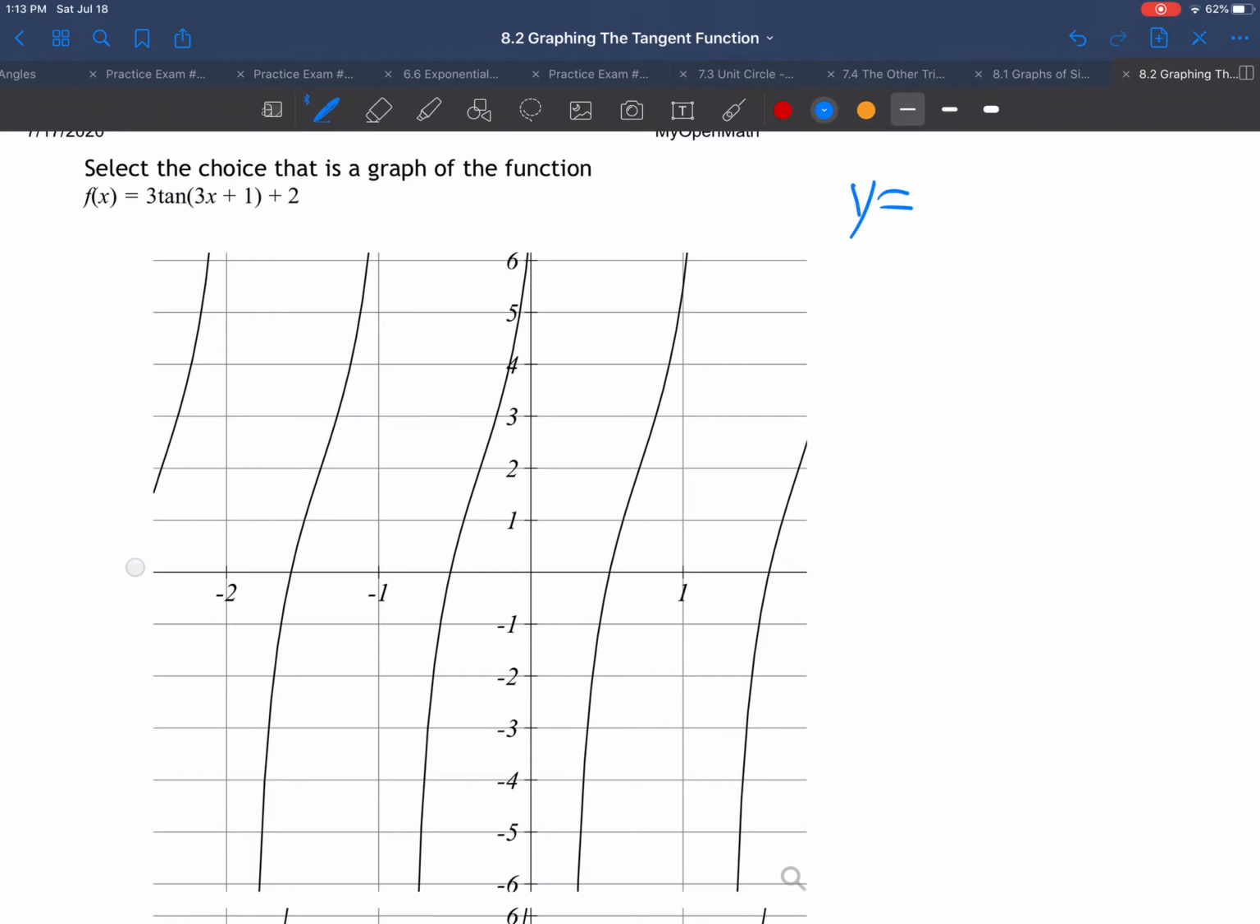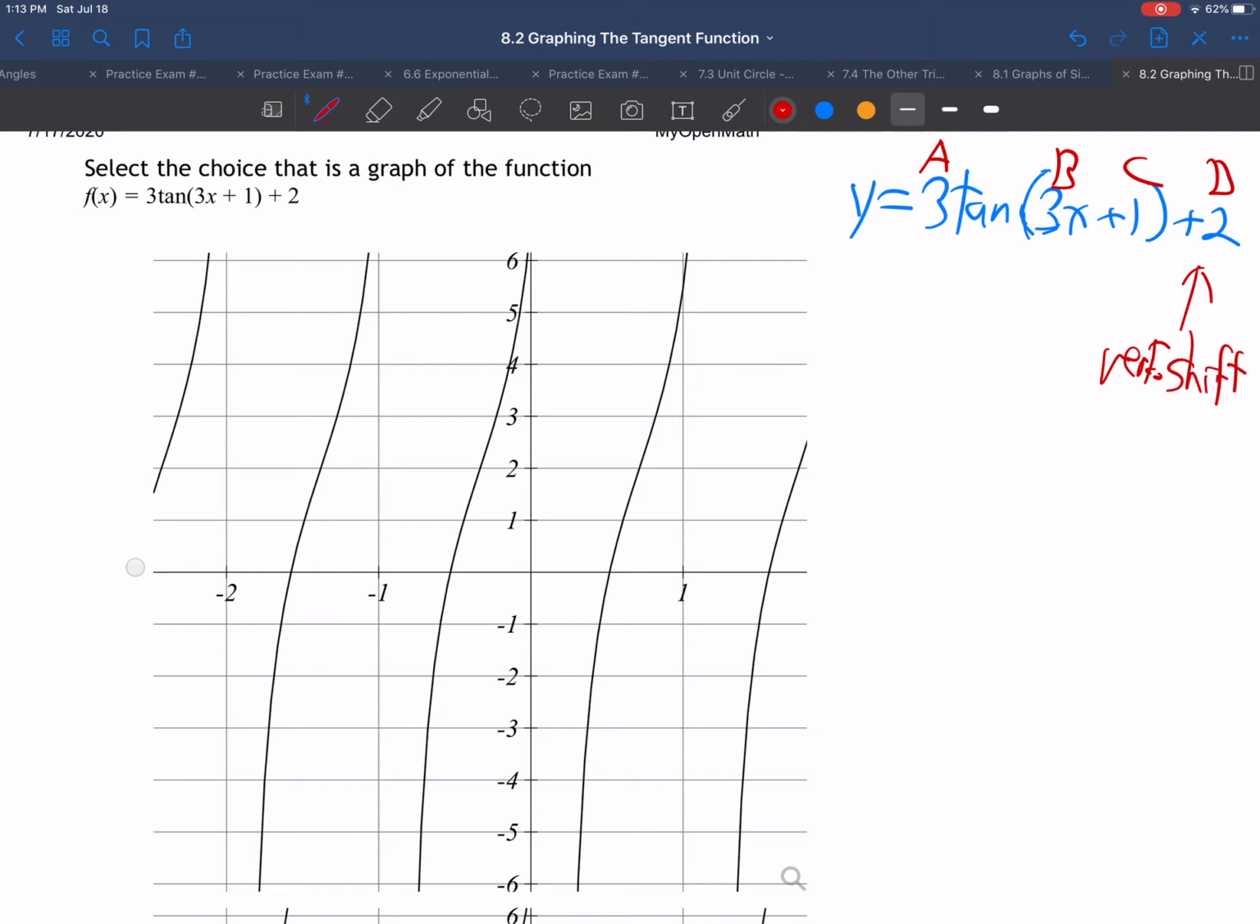Well, let's write y equals 3 tangent of 3x plus 1, plus 2. So we can identify the A, the B, the C, and the D. Remember, let's start with the D. From the notes, you'll see the D is the vertical shift, up 2, positive is up, at the center. So at the center, it's at up 2.